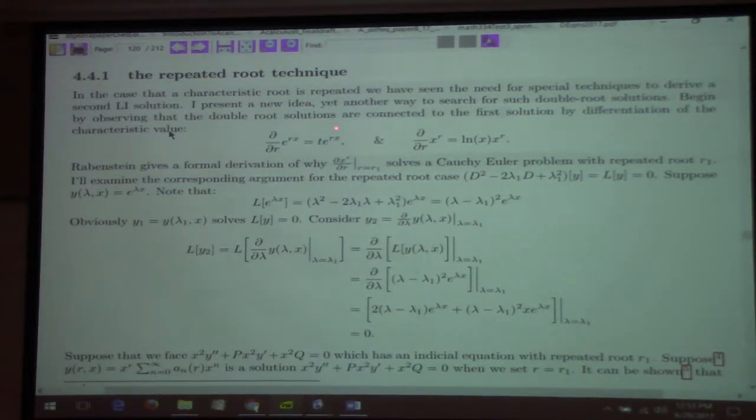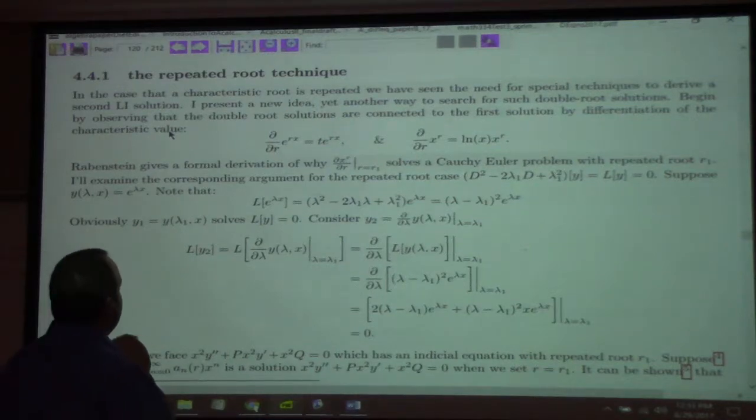We have, think about this. If we have a repeated root of r for the constant coefficient problem, we have said that e to the, oh man, well, come on. That is supposed to be a t, and that is supposed to be a t.